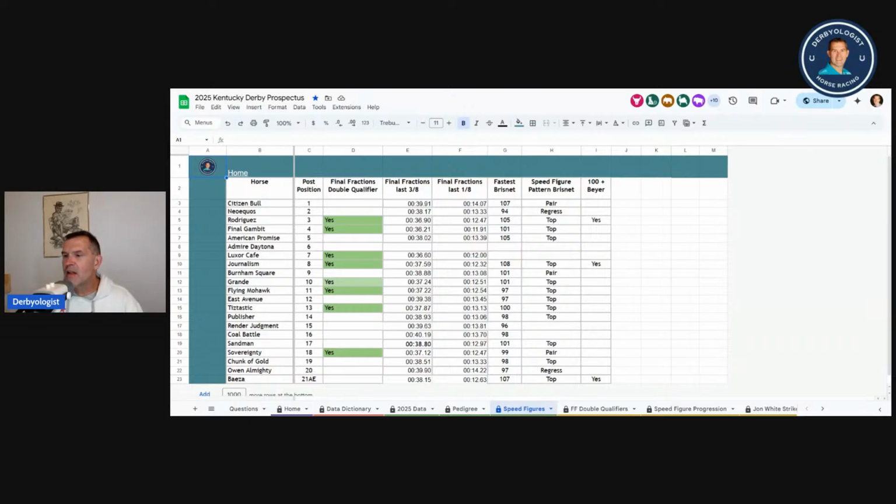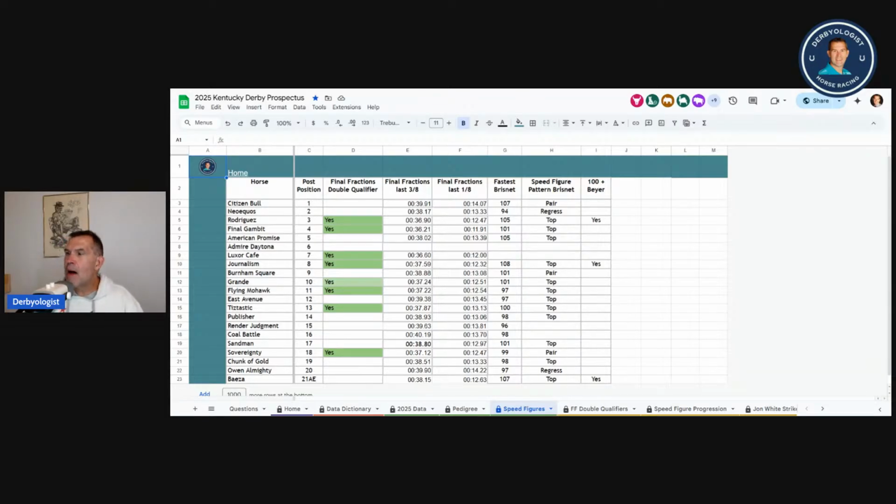And then I listed them all just because, like, Sandman's not a qualifier. He did fit for the final eighth, but he doesn't fit for the final 3/8. So that shows you where he doesn't qualify. And then historically, any Brisnet speed figure over 100 is a positive sign coming into the Derby, because the average winning Brisnet speed figure is right around 102 for the last 13 years.